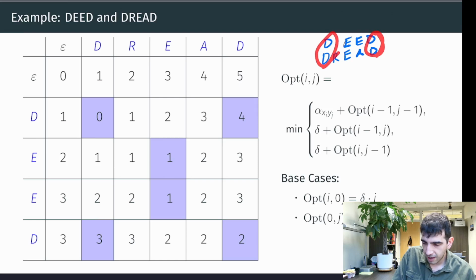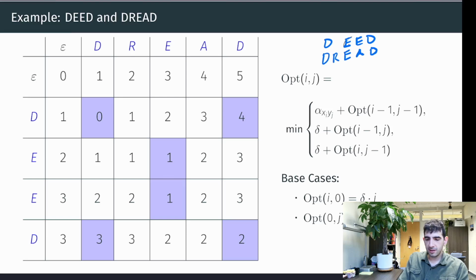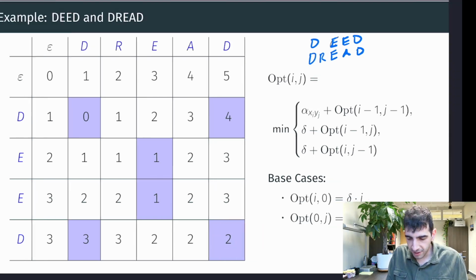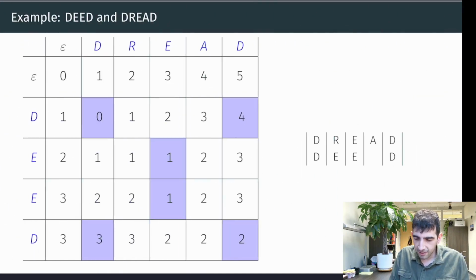We have 3 matching characters here, and we have 1 insertion and 1 change. Okay, that does appear to be the optimal alignment, and that's actually what the algorithm gives us. Okay, simple as that.